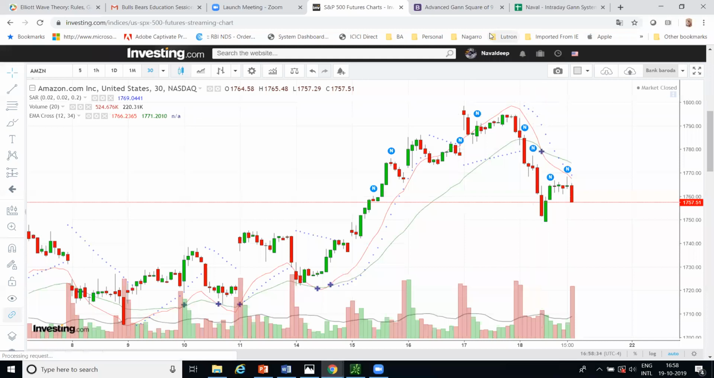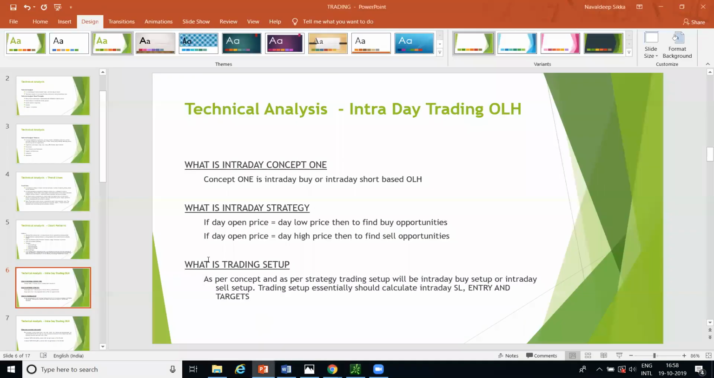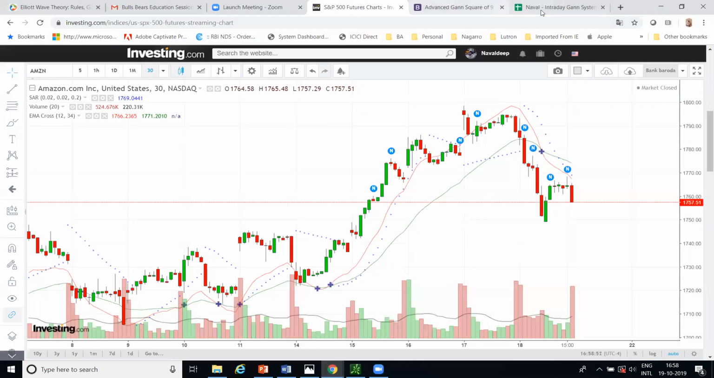All right. So any questions on this EMA crossover, volume, understanding candles, and how to find where to trade and where the stop loss is? All right. And I have so many things which I need to show.